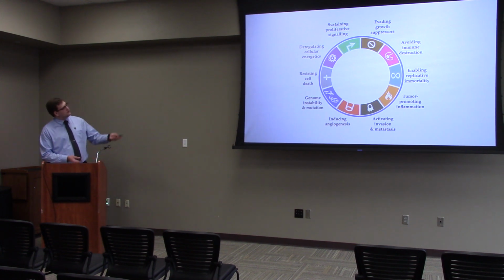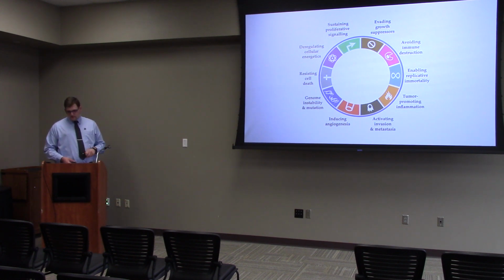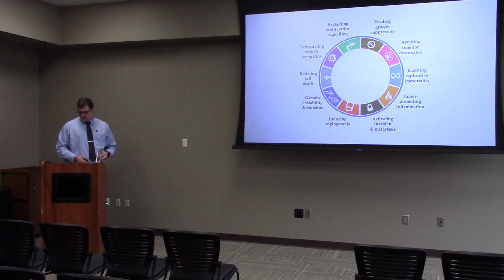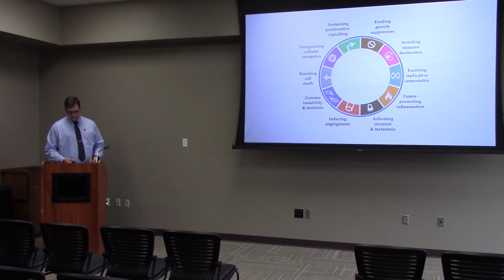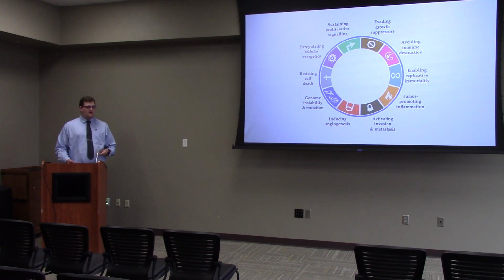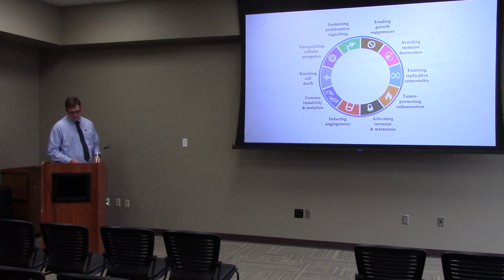On the other side of the coin, with sustaining proliferative signaling, cancer cells typically have mutations in the RAS proto-oncogene. And when it's turned on, it triggers a complex signaling cascade that promotes cell survival and growth signaling. So if the protein mutates, it upsets the balance once again and induces continuous replication and cell division.